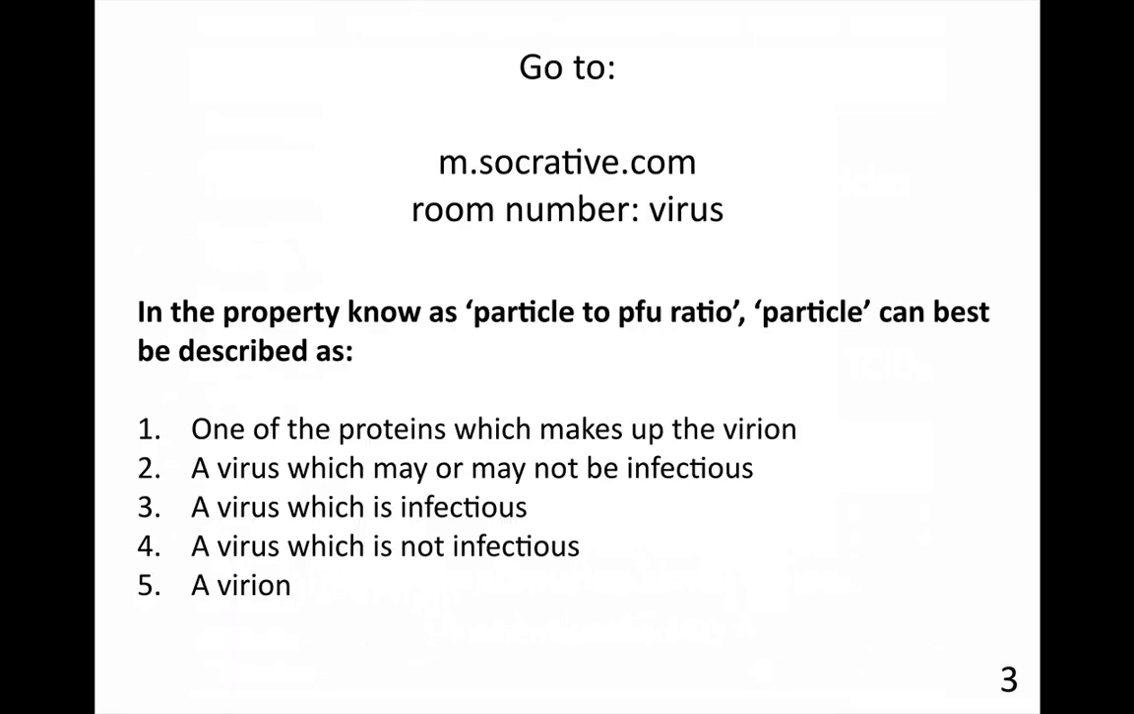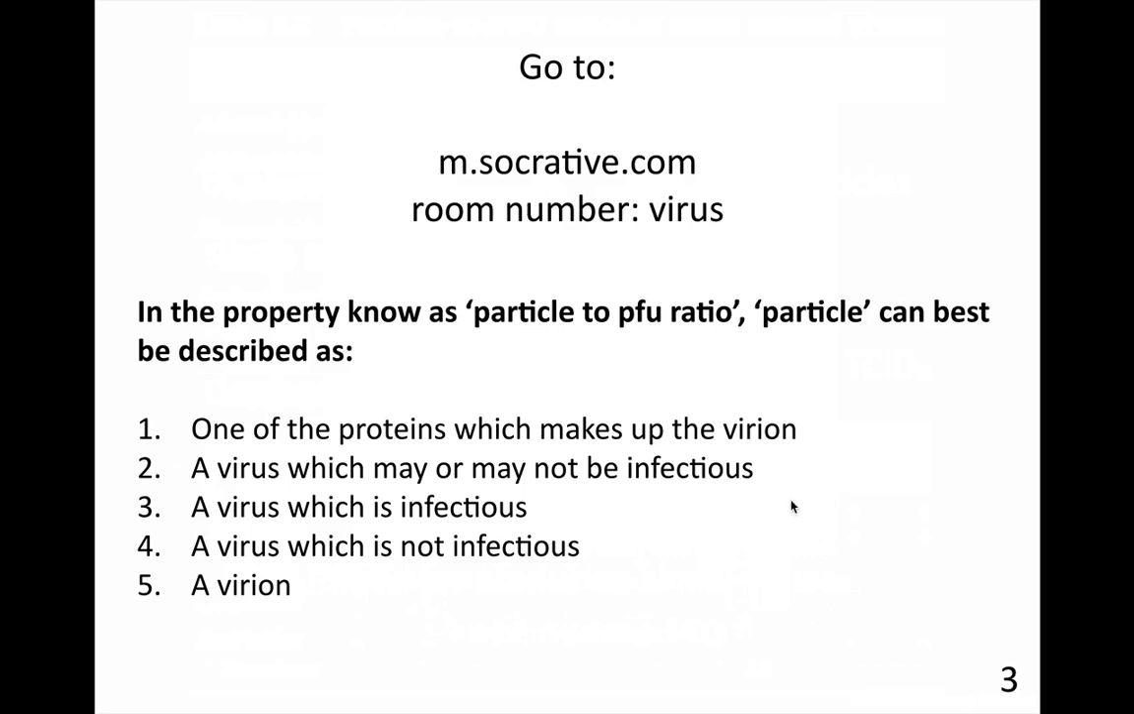All right, let's take a pause and have a question. In the property known as particle-to-PFU ratio, particle can best be described as, and the possible answers are 1, one of the proteins which makes up the virion; 2, a virus which may or may not be infectious; 3, a virus which is infectious; 4, a virus which is not infectious or may be a virion. And you might want to pause the video at this point, because I'm going to give you the answer.